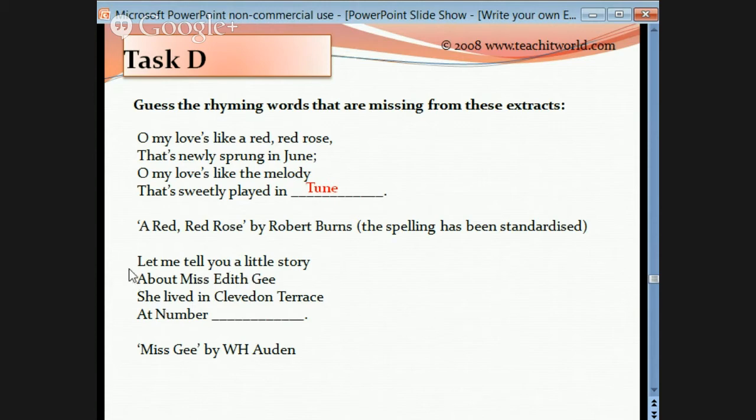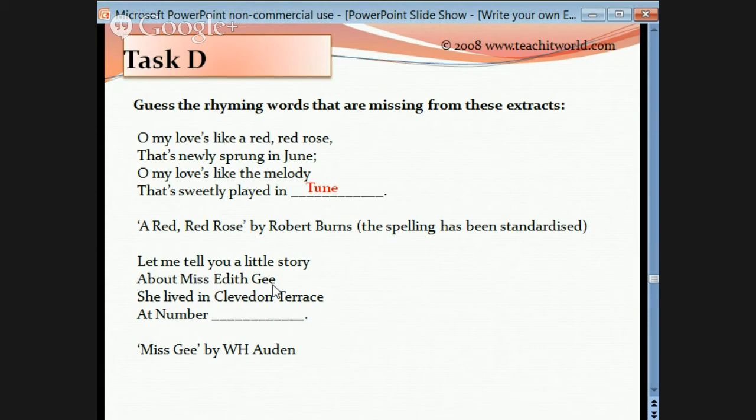Let's try this one. Let me tell you a little story about Miss Edith G. She lives in Craven Terrace at number 8. Okay, so what does 8 rhyme with? Terrace. Okay, 8, terrace. They don't really rhyme. We usually try to rhyme every other line, so we're trying to rhyme with G. 3. Okay, 3 is a good one.